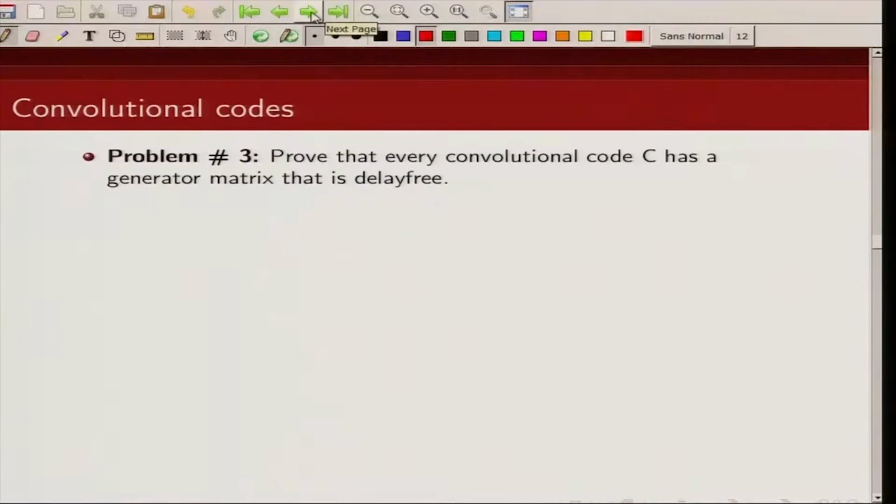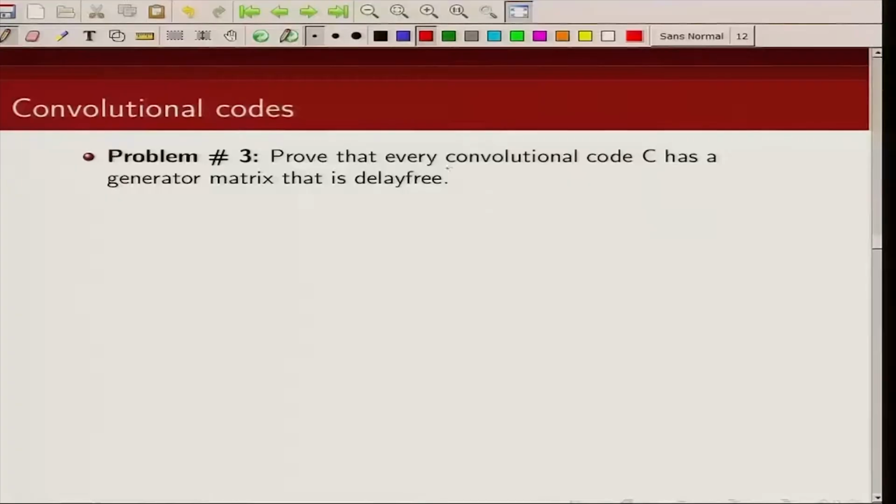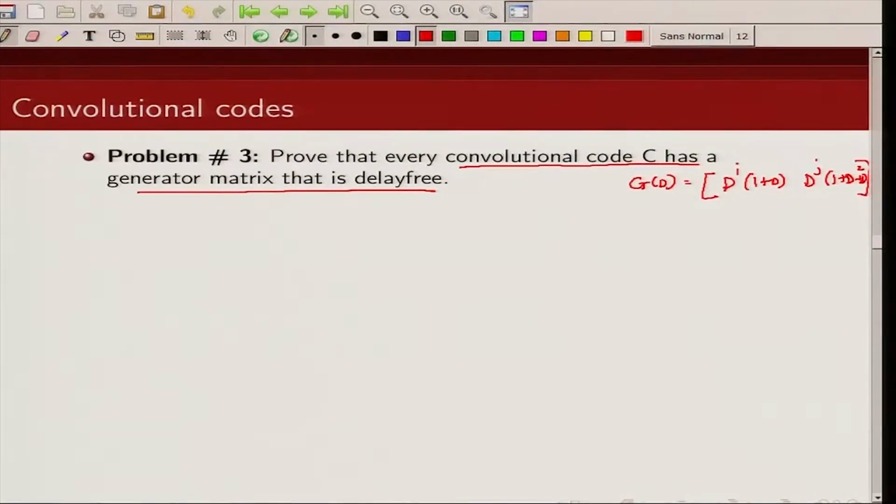Okay. Now, the next question that we will solve is to prove that every convolutional code has a generator matrix which is delay free. Delay free means that if we have a generator matrix of the form, let us say, d^i and then something like 1 plus d and d^j, 1 plus d squared or something like that, we can always write an equivalent generator matrix which will be free of these delay terms. I will talk about that.